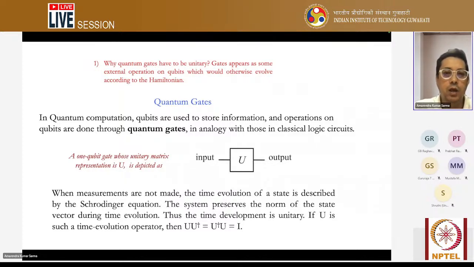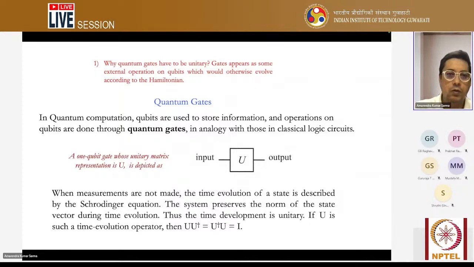When measurements are not made, you are correct that the state is going to evolve as per the Schrodinger equation, or as per the Hamiltonian, and the system has to preserve the norm during the time evolution. That's why all these operations have to be unitary, because unitary operations always preserve the norm, or basically the probability. Preserving unitarity means conservation of the probability. That way you can think of it.